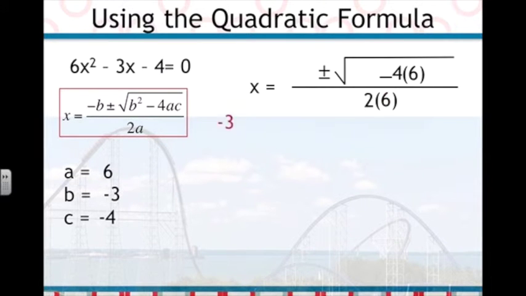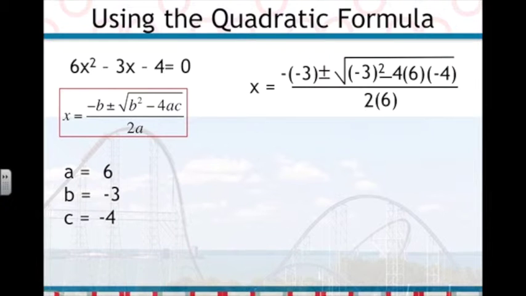Next, we replace the b's with -3. Notice the formula calls for -b, so we have a double negative, and there's also a b squared, so we're going to have a -3 squared. Finally, replace the c with a -4.